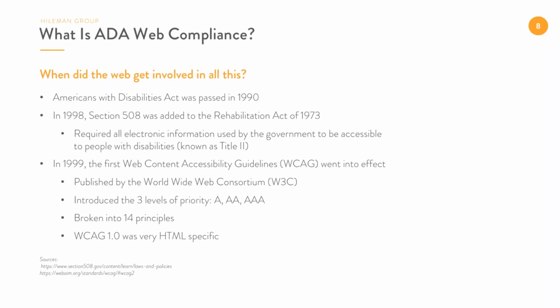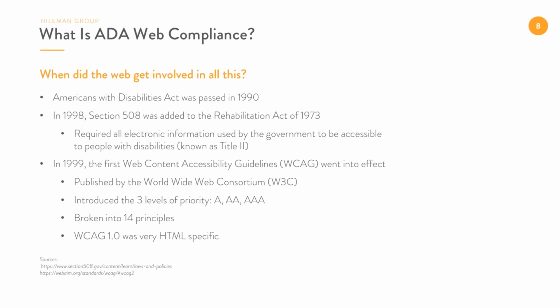In 1998, Section 508 was added to the Rehabilitation Act of 1973, and that required all electronic information used by government to be accessible to people with disabilities. That's known as Title II, and those are Title II websites. We're going to get to more of that in the next slide.